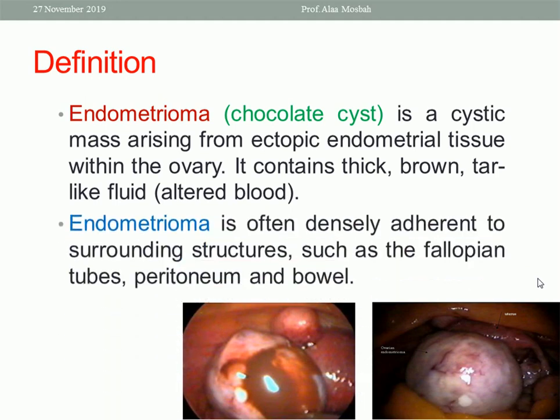Endometrioma is often densely adherent to surrounding structures, such as fallopian tubes, peritoneum, and the bowel. And of course, these adhesions cause many problems as regards the fertility of the patient, also cause many pains, either during menstruation, which is dysmenorrhea, or even without menstrual flow during the whole month, there is chronic pelvic pain.